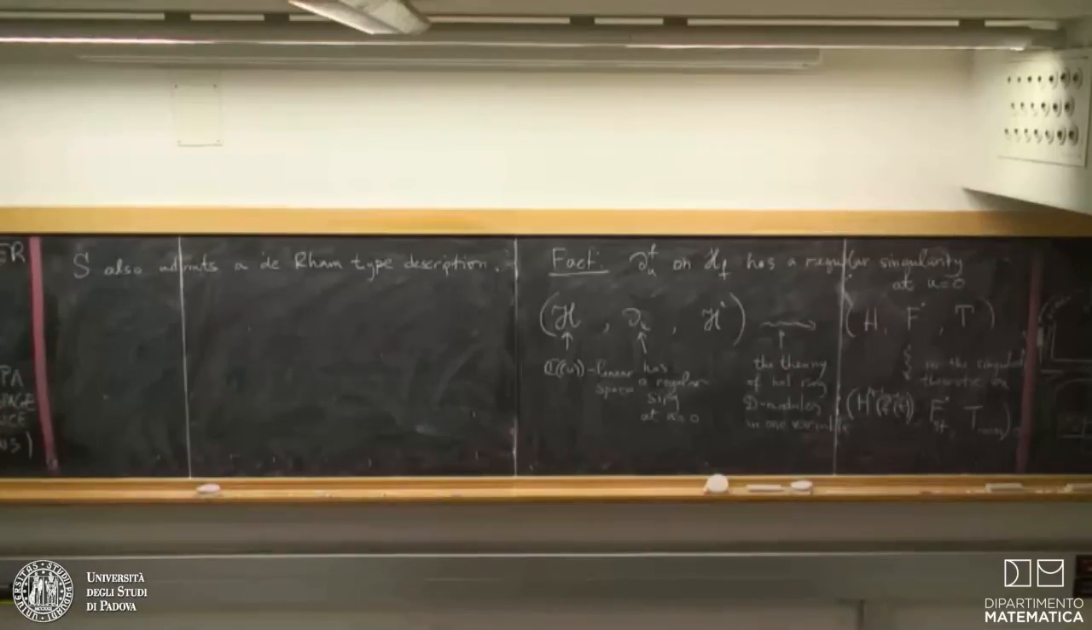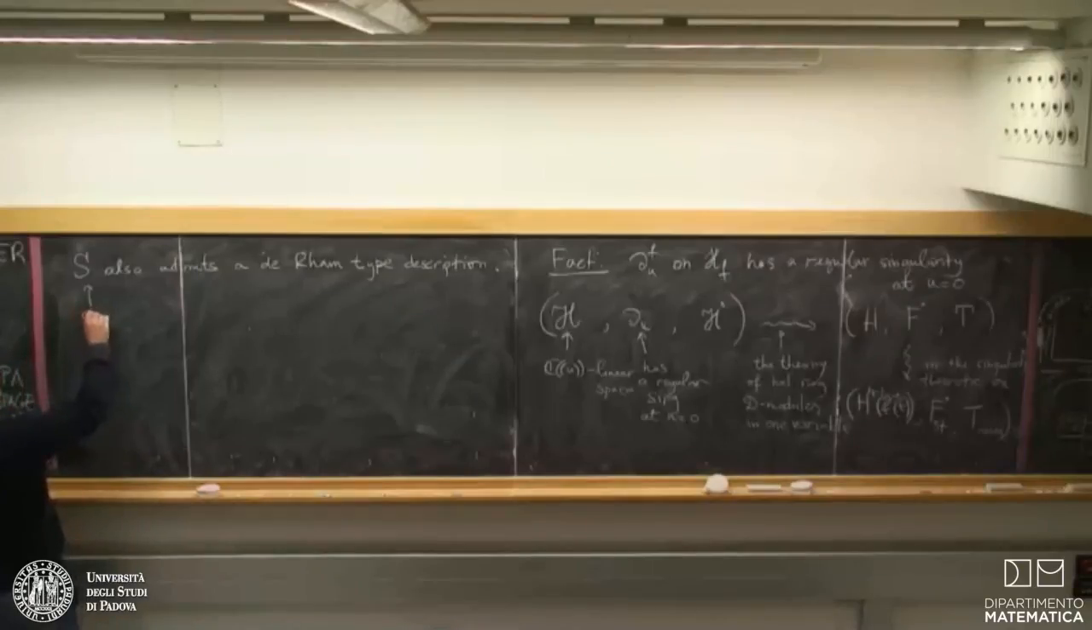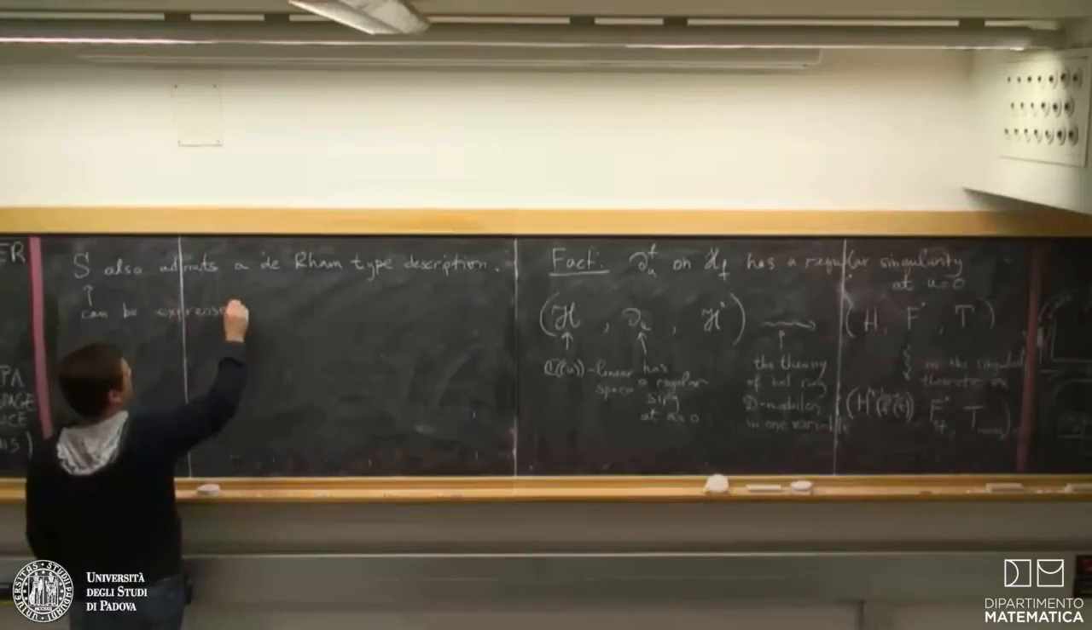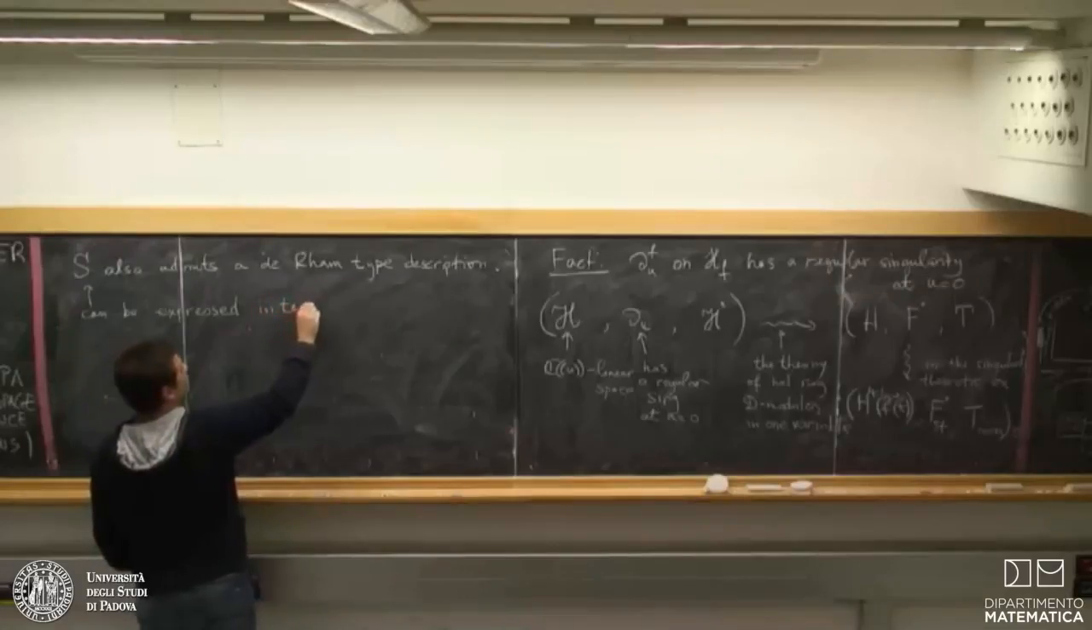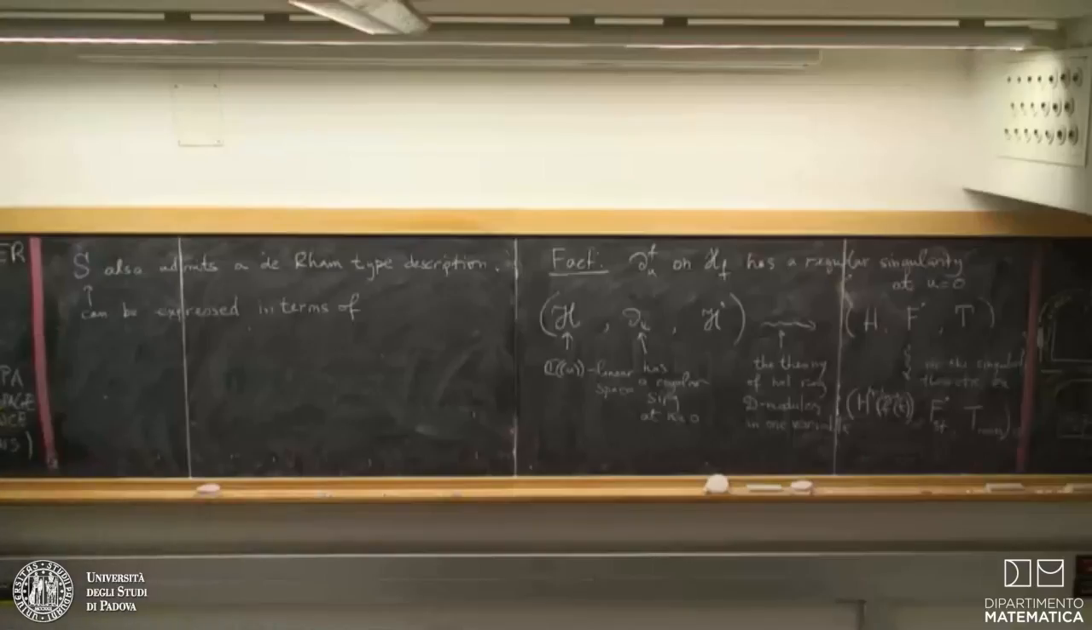It turns out that it can be expressed in terms of what is known as the higher residue pairings on the twisted de Rham homology. These pairings were invented, or discovered, by Kyoji Saito 30 years ago.